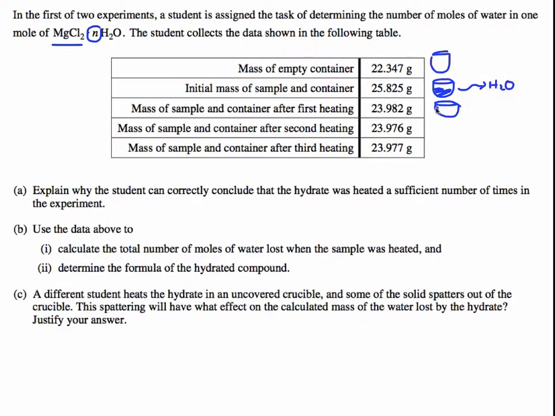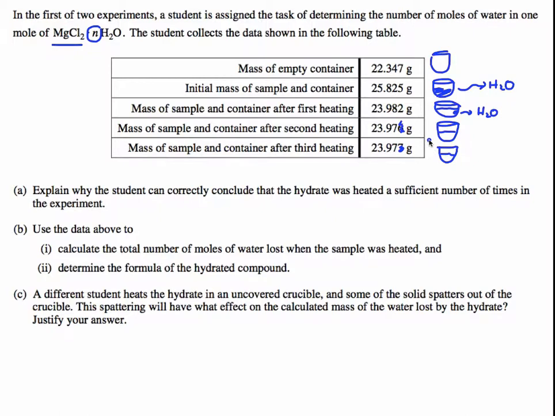Okay, but the assumption is that there's a little bit of water left, and it turns out there was because they heated it again, and the mass even went down again. And they heated it again to constant mass, and it didn't really go down. I mean, forget about this thousandths place. If you look here, 23.97, 23.97, they pretty much heated it to constant mass.